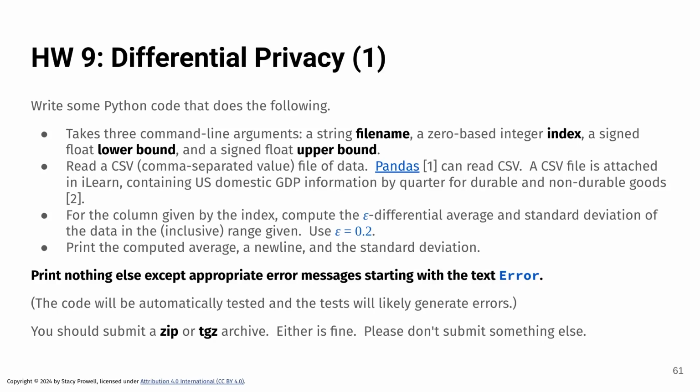If you encounter an error, because I give you bad command line arguments, which I probably will, or I give you bad data, which I probably will, then I want you to trap that and print out something starting with error. Okay? Submit a zip or a TGZ file. Either one's fine. Don't submit something else. Don't find some crazy format and submit that. Give me something I can use.